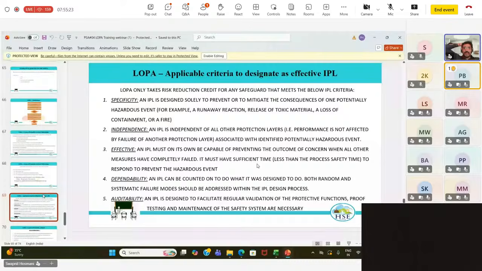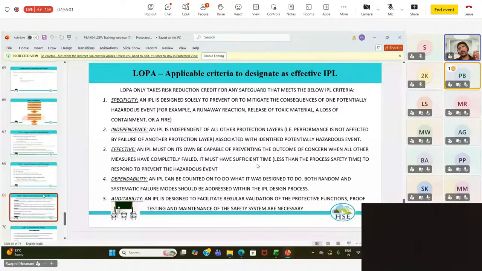Next is auditability. An IPL is designed to facilitate regular validation of protective functions, proof testing and maintenance of the safety systems. So auditability means whether that IPL is performing. Whether it is doing the protective functions, is there proof? That is called proof testing of each of the IPLs. They do it once in 6 months or once in a year, many times once in 2 years. And then maintenance of that system. Basically, it should also be maintainable, so they do preventive maintenance once in a year or once in 2 years. Only if it fulfills all these criteria is it called an independent protective layer, IPL.